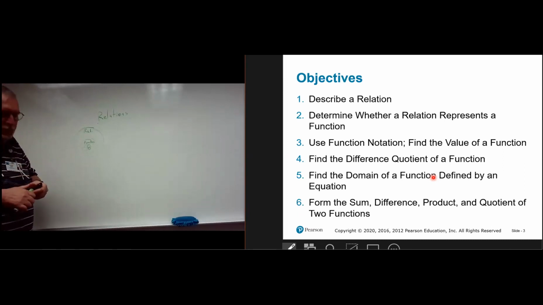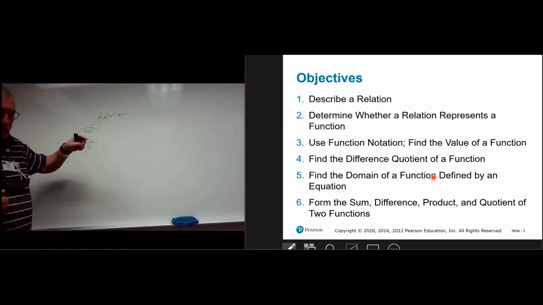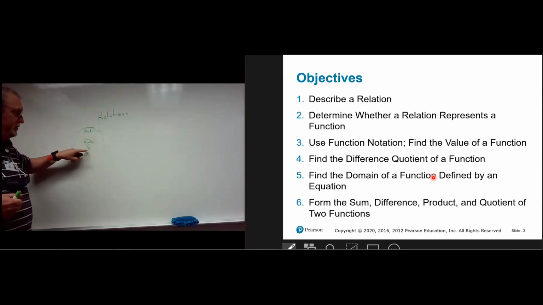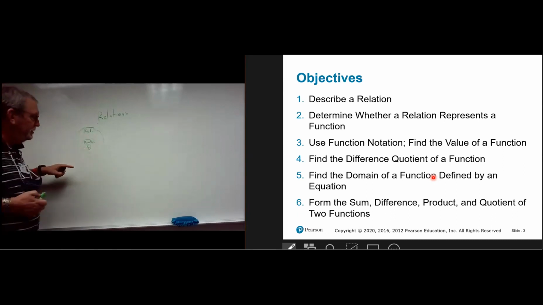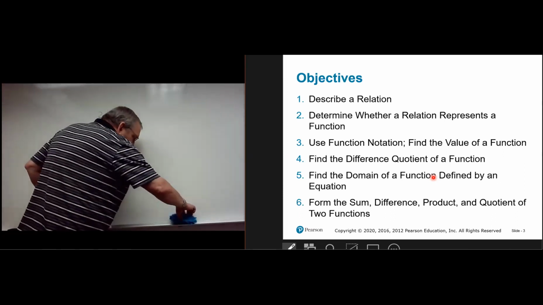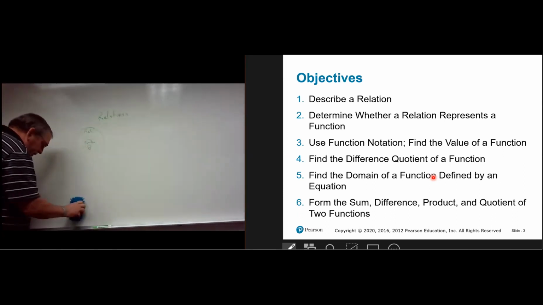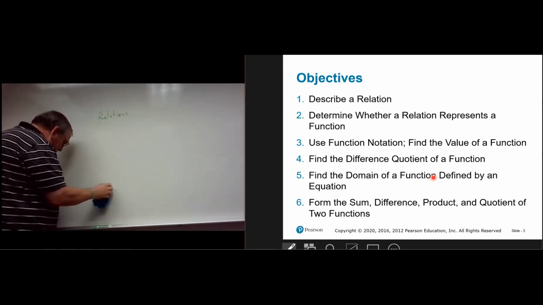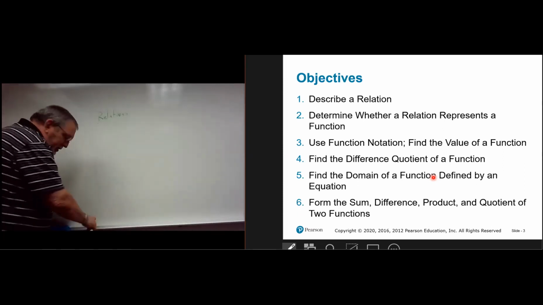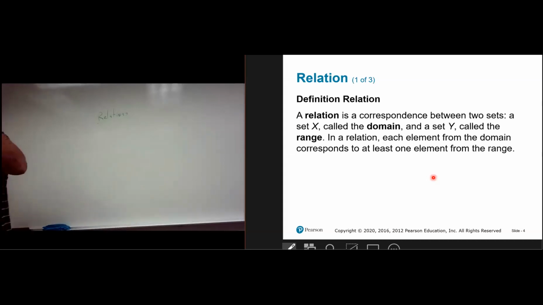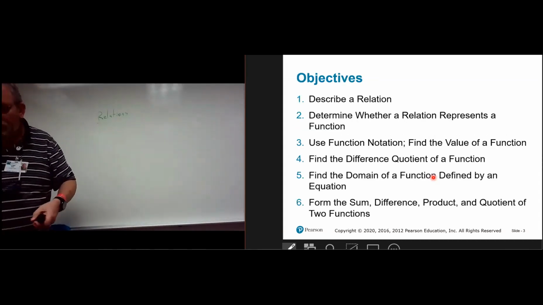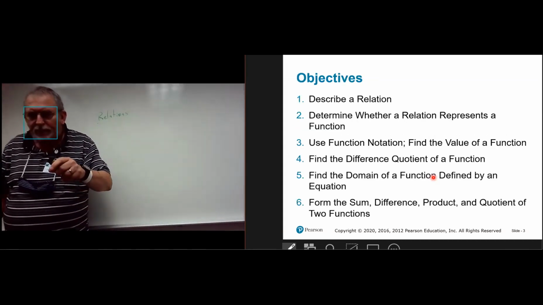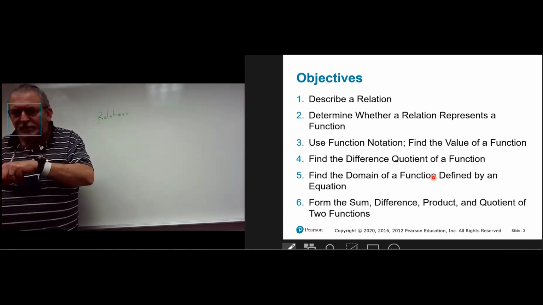So we do talk about relations in higher mathematics, just a lot of the emphasis is on functions. It's all about outputs. Dealing with an X, that's going to give us a certain output. We'll get to that in a moment. All right, so definition of a relation. And then we're going to talk about function notation.